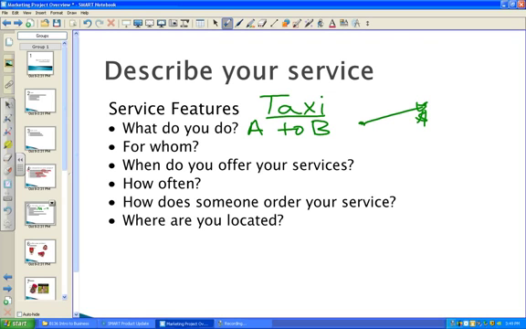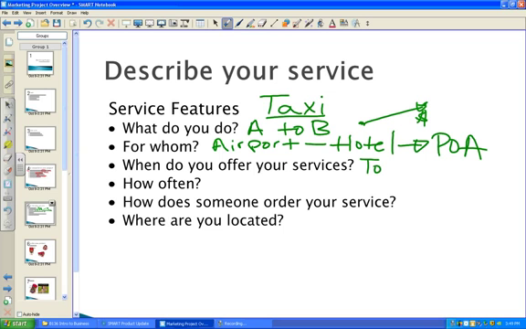But I want to define it a little bit more than that. What is my point A to point B? Do I hang out at the airport and take people to hotels? Do I hang out at hotels and take people to points of attraction? All right. And when do I offer my services? Am I primarily during high tourist times? Do I work during conventions? So it's important in your description of a service to talk about and start to define the area or your niche in your business.